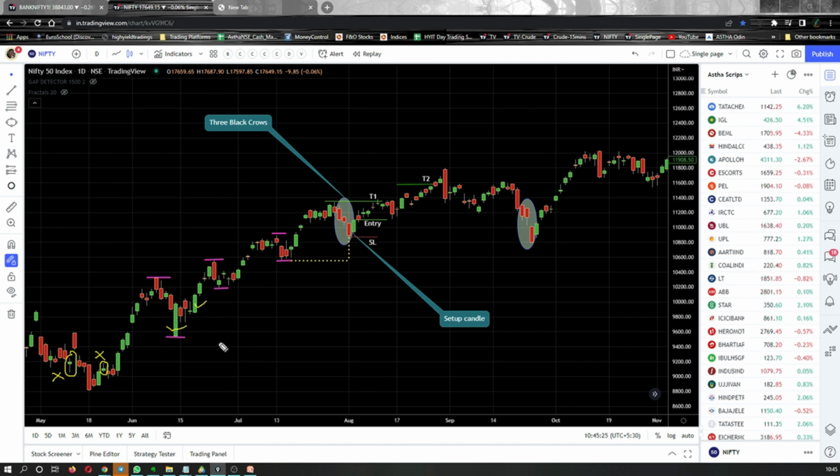So you have to make sure that the fourth candle that is being formed in this particular strategy, which has to be a green candle, should be solid enough. It should not be like a doji, or the body of the green candle should not be small.